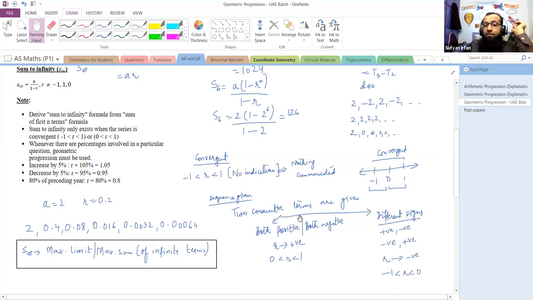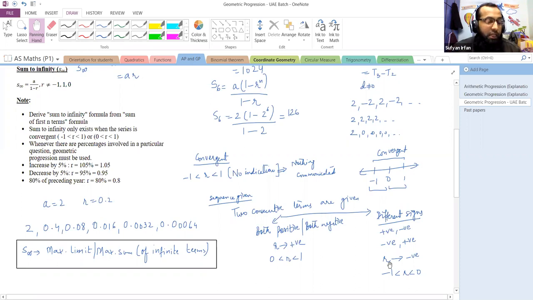However, if the two consecutive terms have different signs, it is possible that the first term is positive and the second is negative, or the first is negative and the second is positive. Basically, if the two consecutive terms have different signs, then this definitely means the common ratio is negative, in which case the condition of convergence would be minus 1 till 0. So the entire condition minus 1 to 1 is divided into two parts, minus 1 to 0 and 0 to 1. If nothing is indicated, the entire condition applies. And if a certain scenario has been given in the examination question, then a particular part of it will be used.